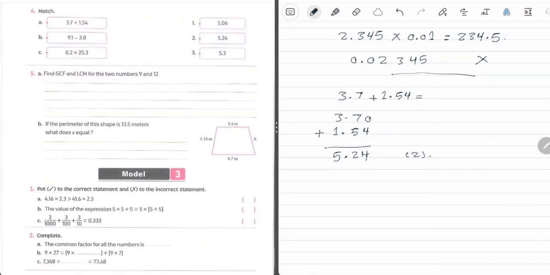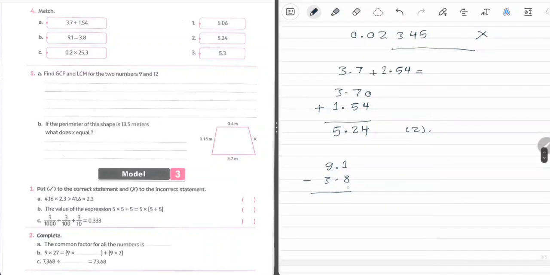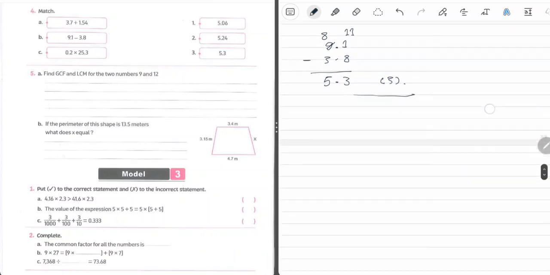Let's move to number B. 9.1 minus 3.8. To find the difference, the number at the top is smaller than the number at the bottom, so you will get 10 more from the next number. It will be decreased to be 8, and this one will be 11. 11 minus 8, it will be 3, and this is a decimal point, and 8 minus 3, it will be 5. So your answer will be 5.3, and 5.3 is number 3. Okay, it's number 3.